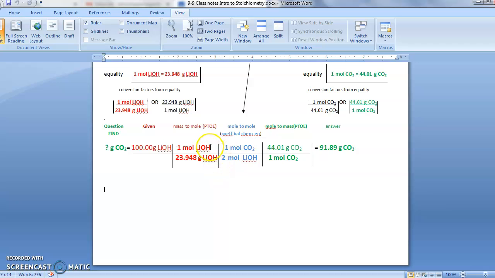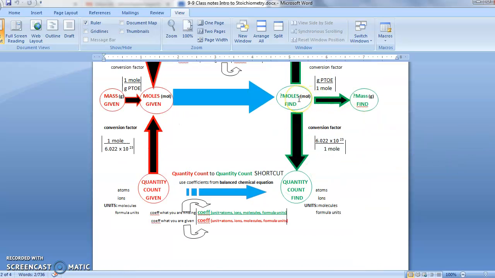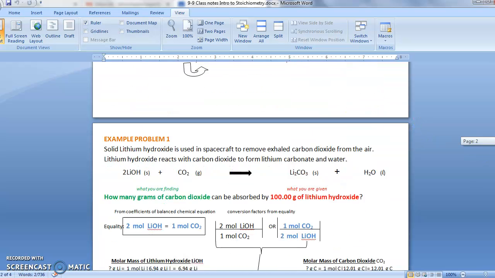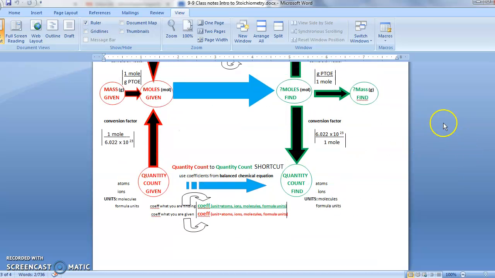And to be sure, I just let my dimensional analysis or factor label method check it. I've got moles of lithium hydroxide there. I need the one with moles of lithium hydroxide on the bottom. That's this conversion factor right here. Now we are in moles of carbon dioxide, and I want to know the mass of carbon dioxide. So to do that, I need the molar mass of carbon dioxide. Right here. I need the mass of carbon dioxide from the periodic table on top. I need moles of carbon dioxide on the bottom.